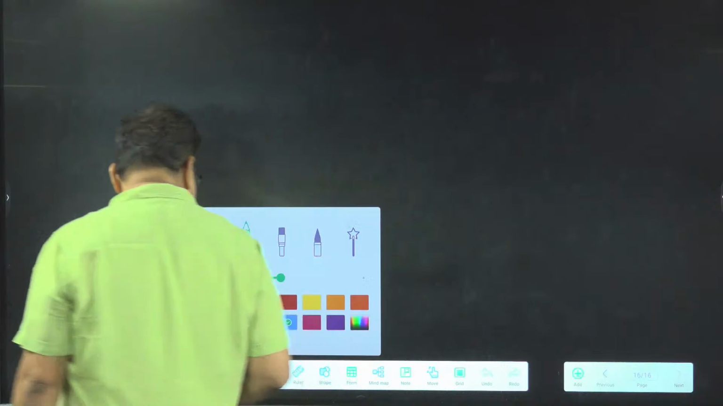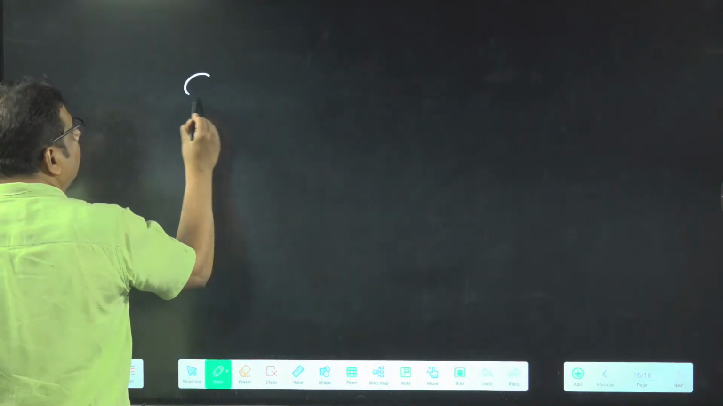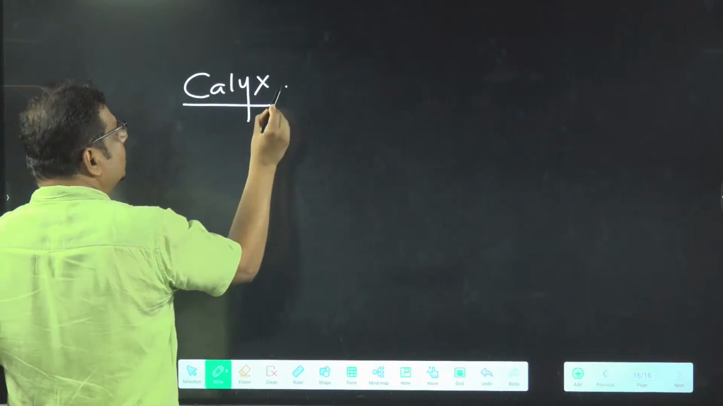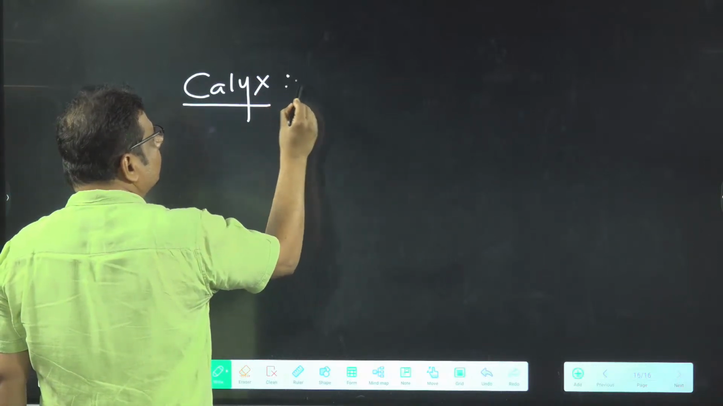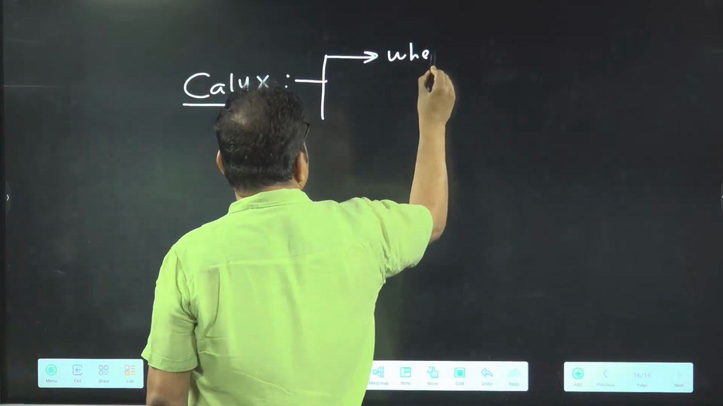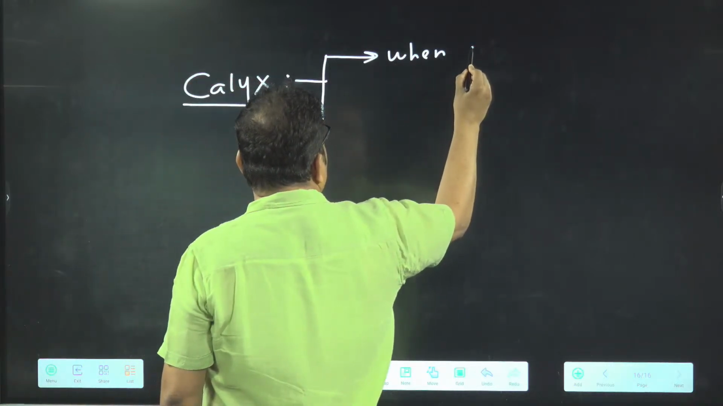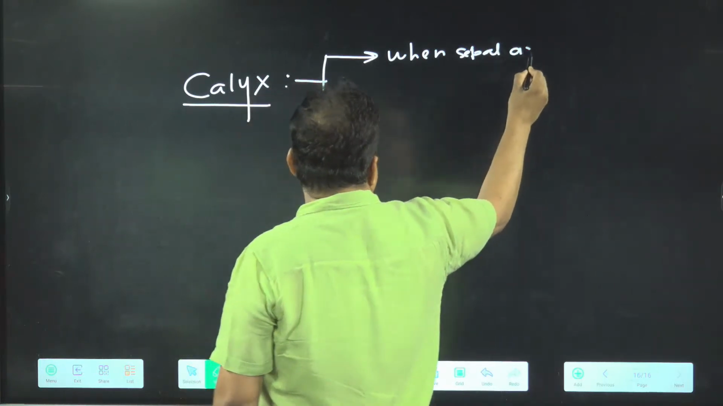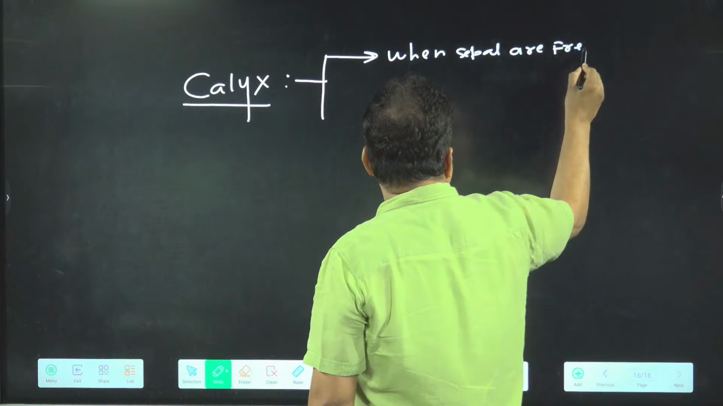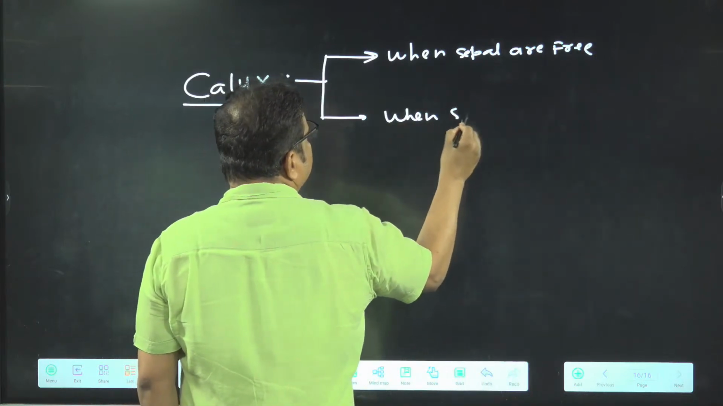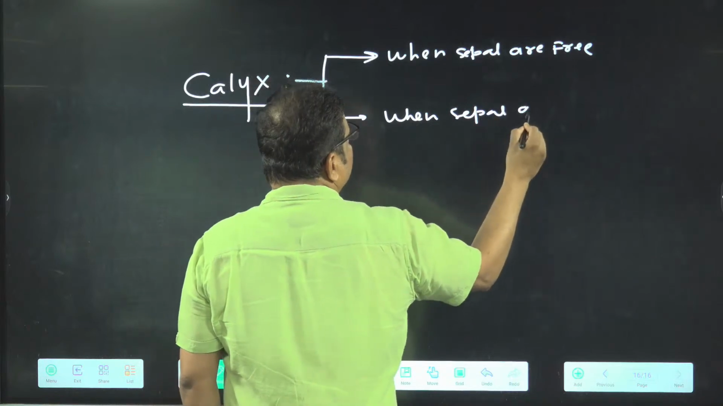Now we are going to deal with calyx. I told many things about calyx. I am going to say two terminologies here. One, when sepals are free, and another condition when sepals are fused.